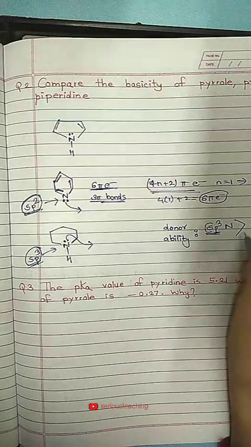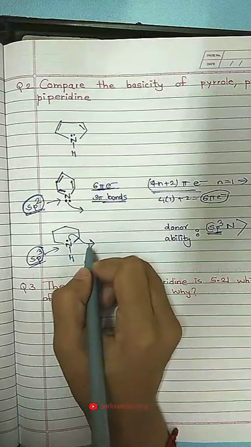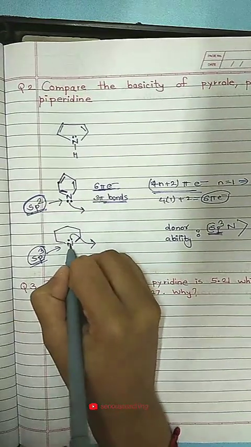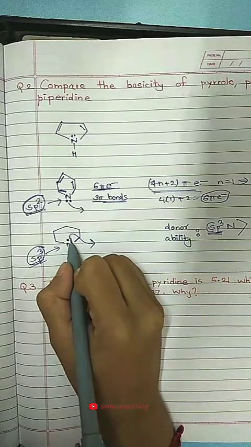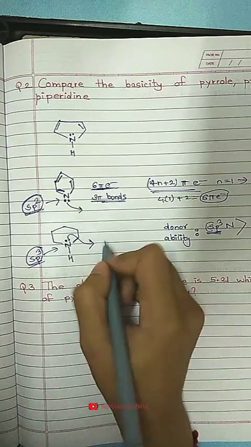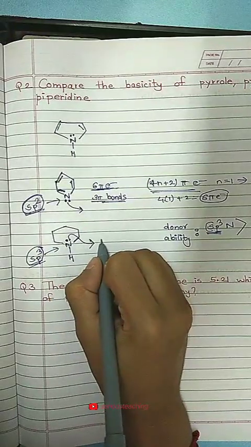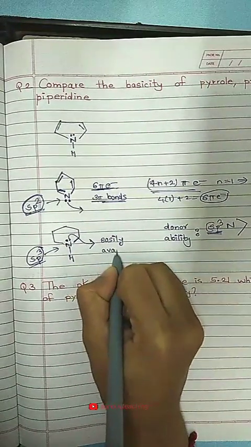So what will happen here? Nitrogen will donate electrons more easily in sp3 hybridized nitrogen, because this lone pair of electrons is not in resonance, plus the nitrogen is sp3, which will easily donate electrons. Therefore, in this case the lone pair of electrons is easily available for donation.